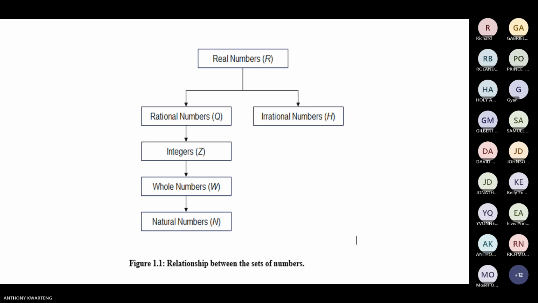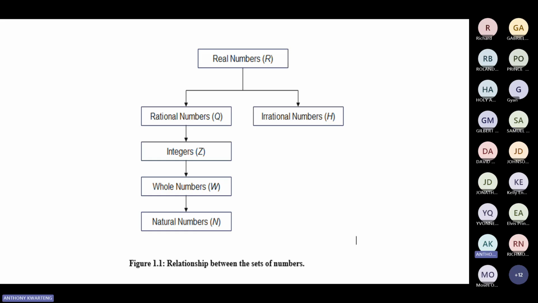So roots of all non-perfect numbers are called what? Irrational numbers. Are you okay? Irrational numbers. Okay. Now we know the irrational numbers. Are you okay? Now, yes.